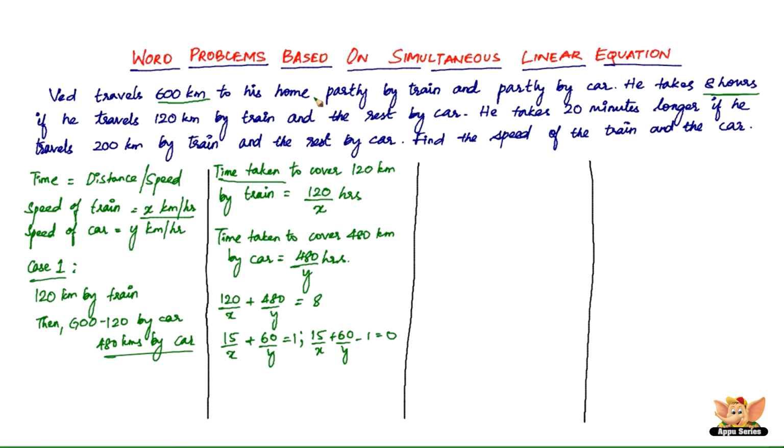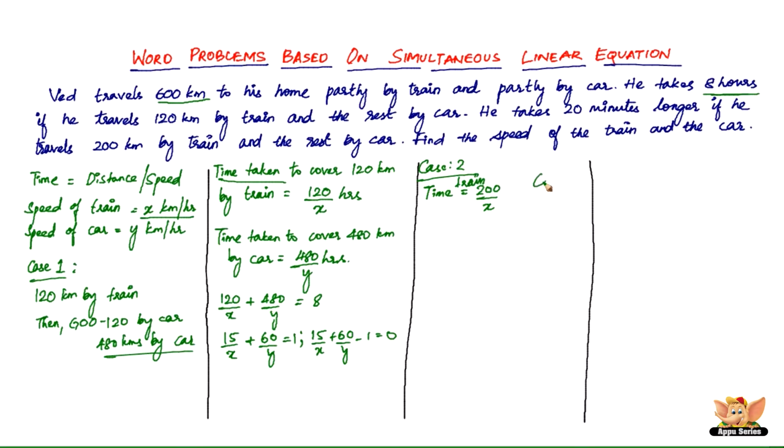He travels 200 kilometers by train as opposed to 120 kilometers, and then the rest by car. So once we take case 2, we can straight away find the time taken to cover 200 kilometers by train. The time taken to cover 200 kilometers by train will be equal to distance by speed. So 200 divided by x. This is the time for the train.